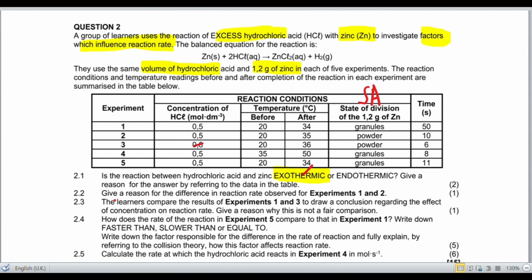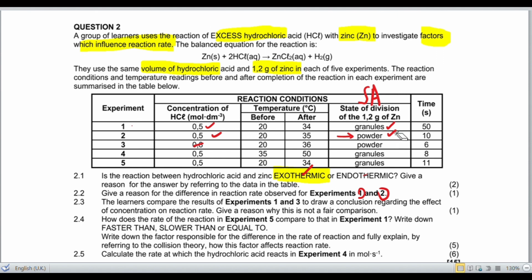Then we must give a reason for the difference in rate of reaction in experiments 1 and 2. Let's look at 1 and 2, the difference. The concentration is the same. The temperature is not as important here, but the state of division, or the surface area, is not the same. So experiment 2 has a greater surface area, or a greater state of division. Therefore, the reaction rate for experiment 2 will be higher than the reaction rate for experiment 1.